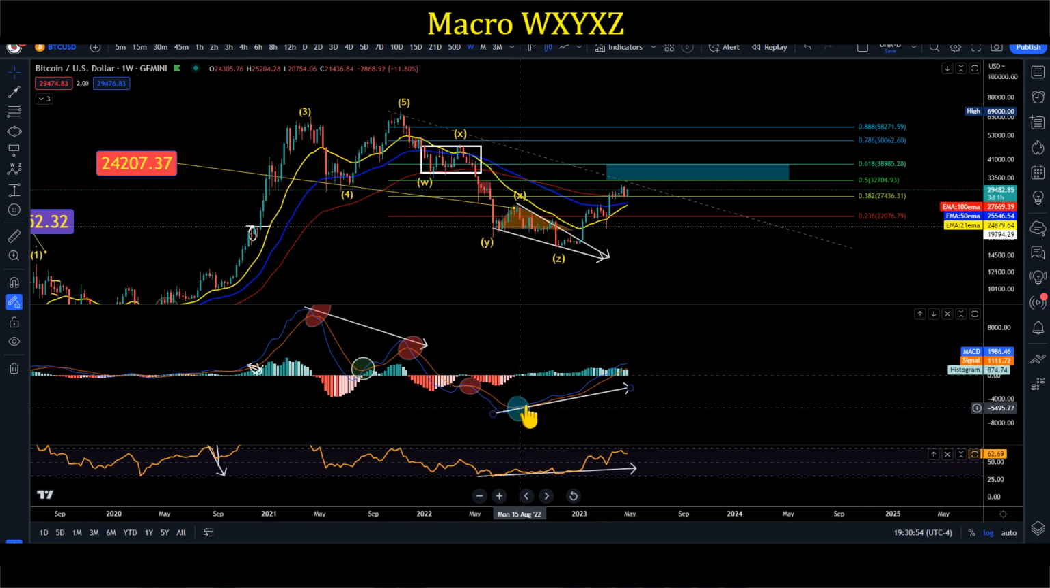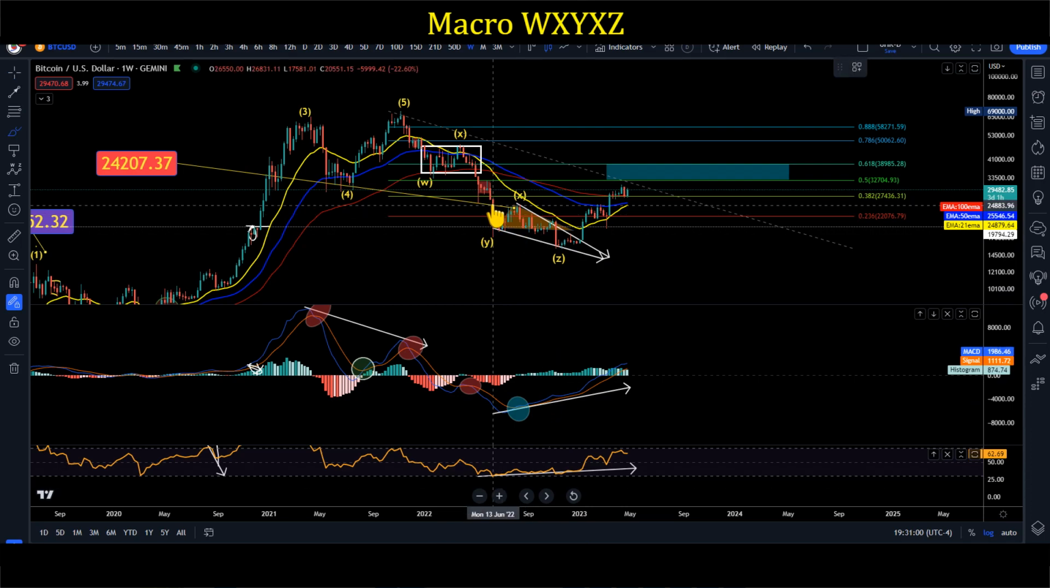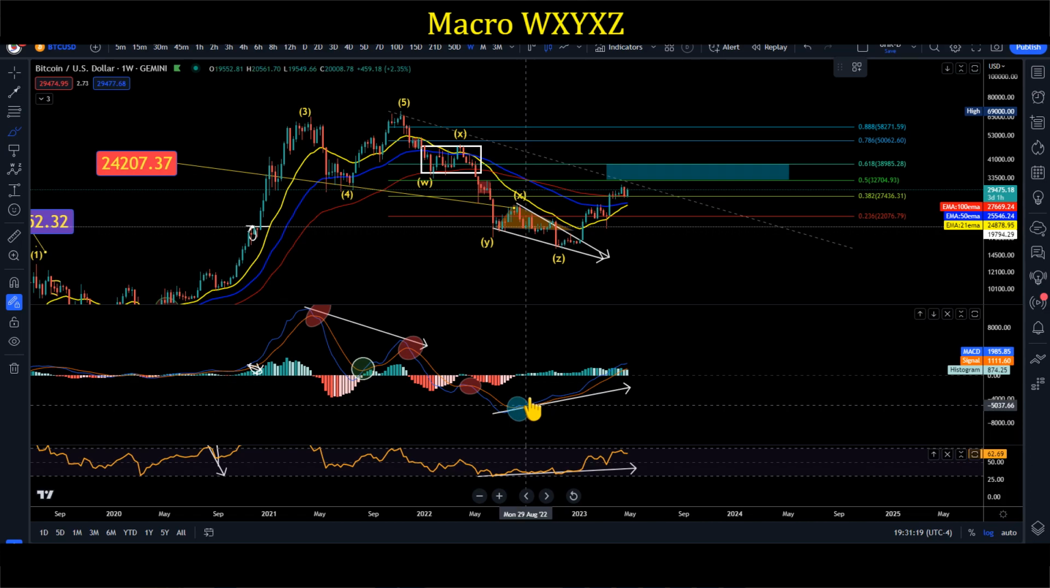Just because your weekly MACD is positive doesn't mean price action will be pumping to the upside. That's why it is so important to understand Elliott wave, because just because you know how to count these waves doesn't mean you understand how the waves are going to be structured. So always keep that in mind. Just because you got a bullish crossover on your MACD, it doesn't mean you're going straight up.